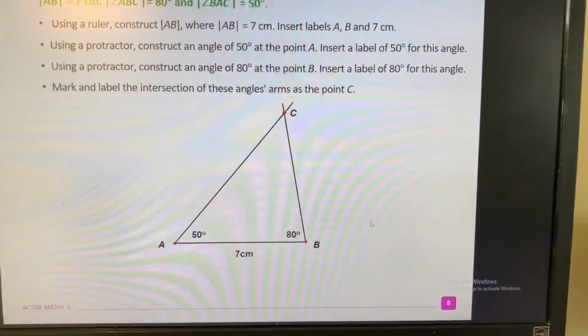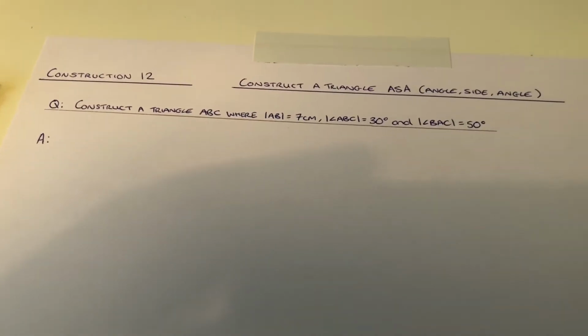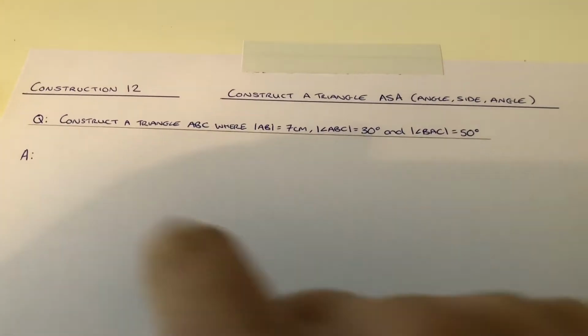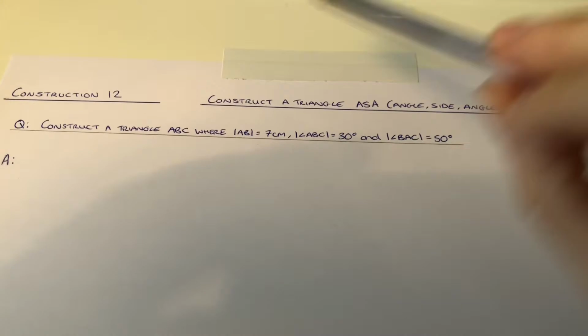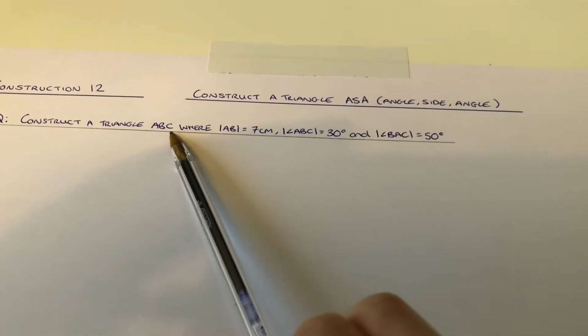Angle, side, angle. And there we have it. So let's do it for ourselves now. So we're going to construct a triangle ABC. So 3 vertices, point A, point B, and point C.